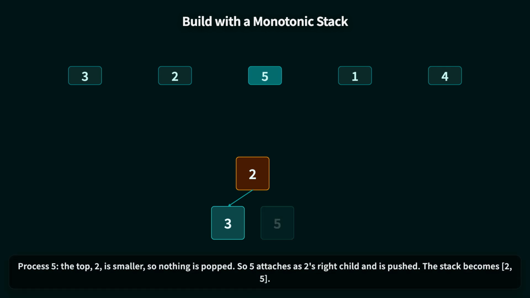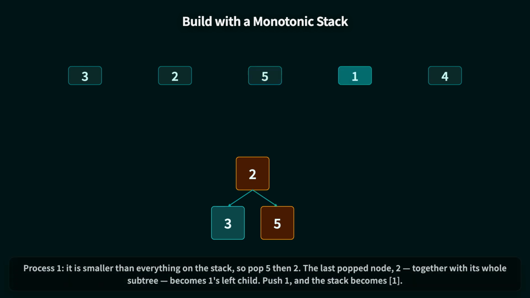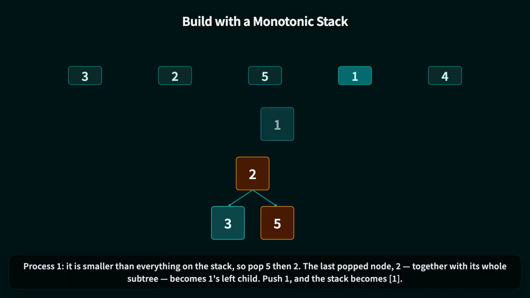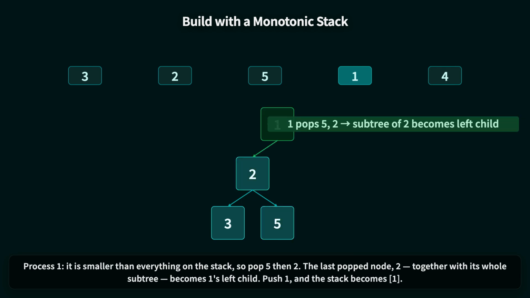Process 5. The top, 2, is smaller, so nothing is popped. So 5 attaches as 2's right child and is pushed. The stack becomes 2, 5. Process 1. It is smaller than everything on the stack, so pop 5 then 2. The last popped node, 2, together with its whole subtree, becomes 1's left child. Push 1, and the stack becomes 1.